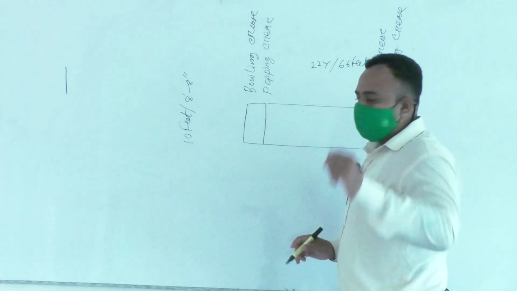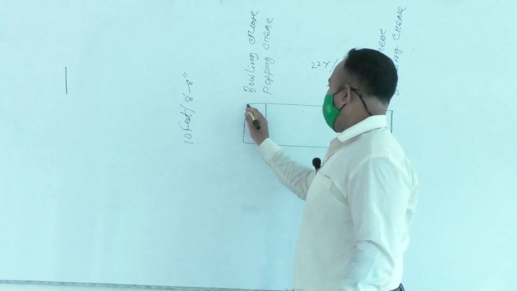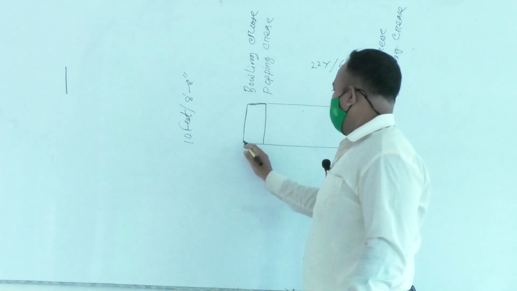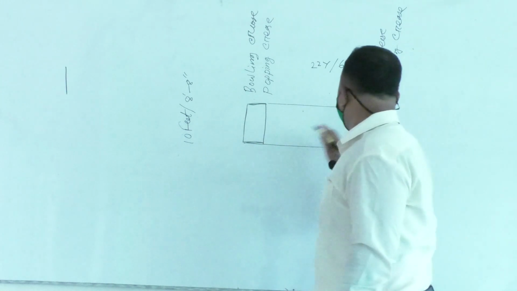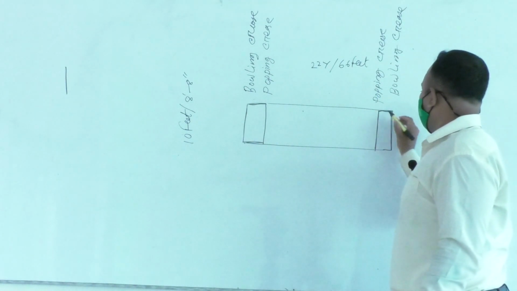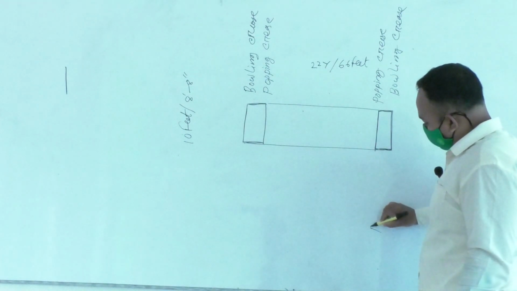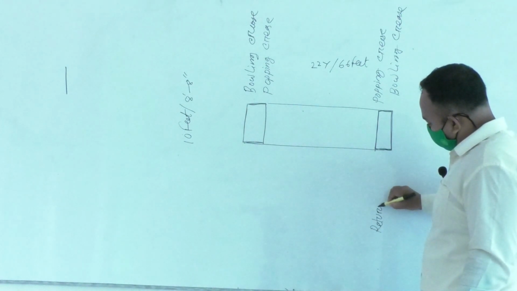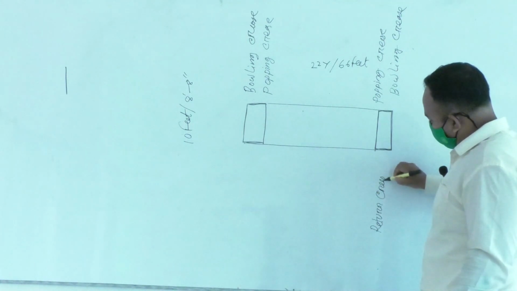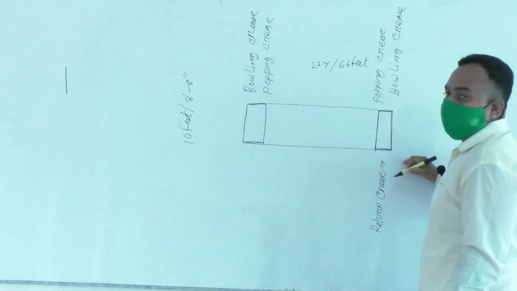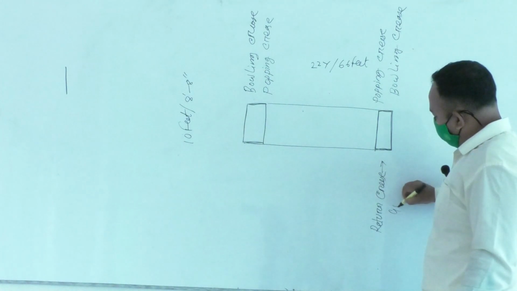And another one is the return crease. There are 4 return creases: 1, 2, 3, 4. It is called a return crease. Only 4 feet.